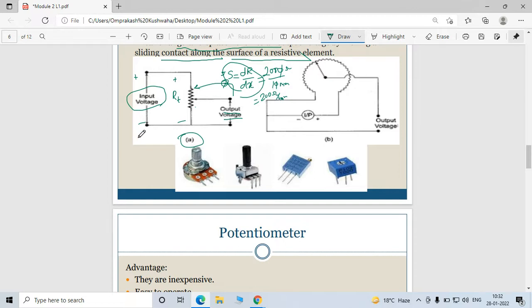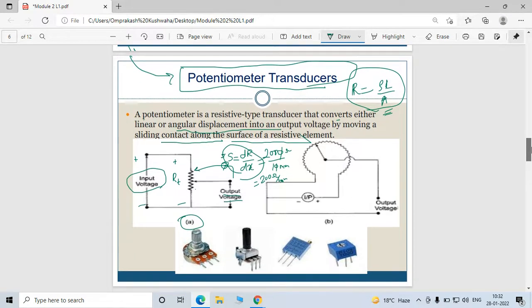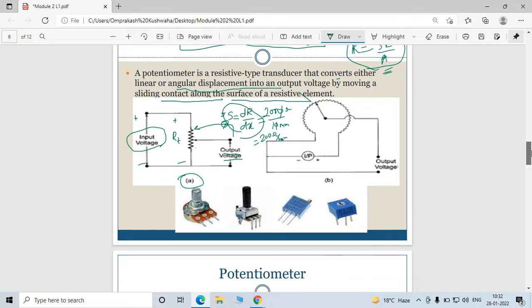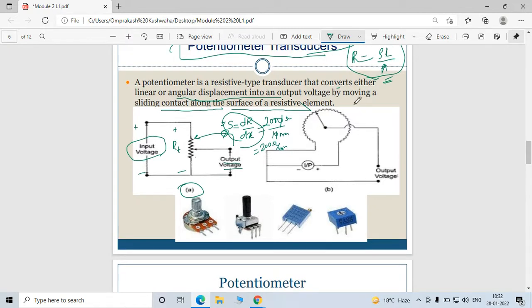So here, the change of linear displacement is directly proportional to the resistance. By this way, you can find out your displacement. Now, see here, this is for the linear displacement. In a similar way, for angular displacement, the same concept is used here.